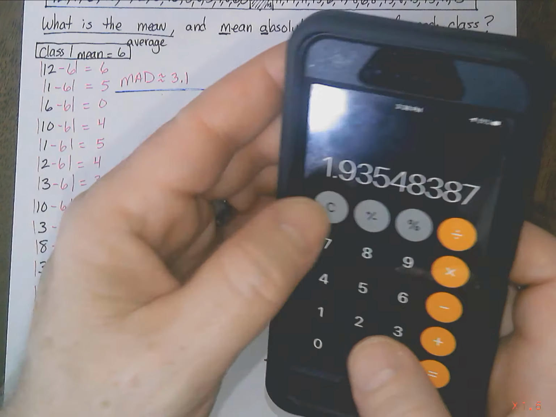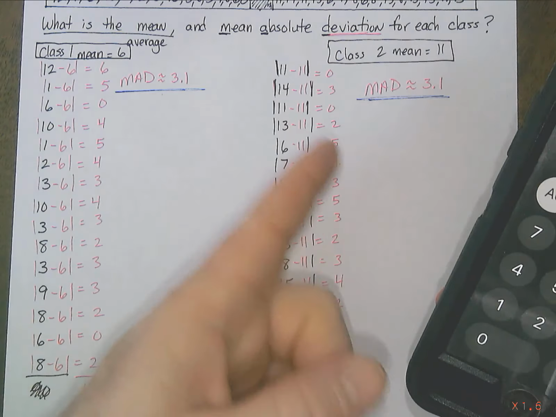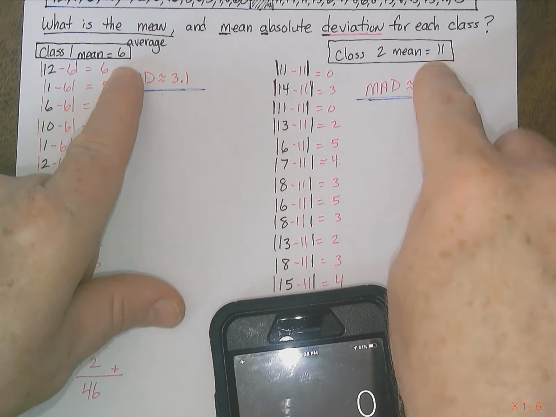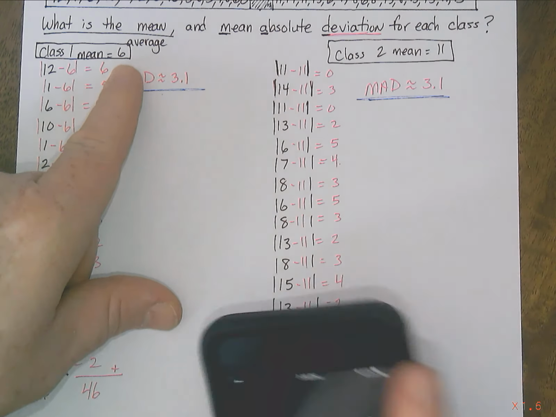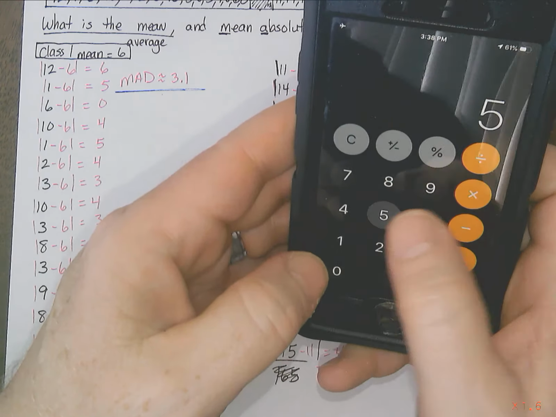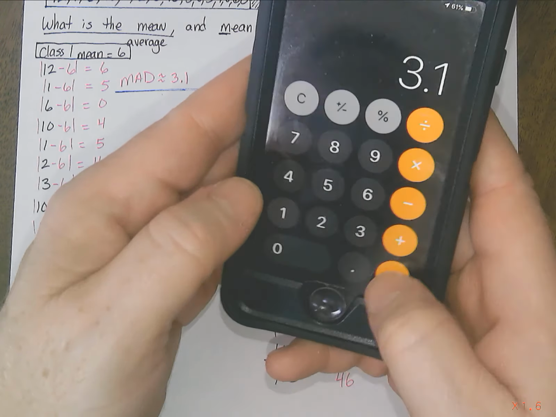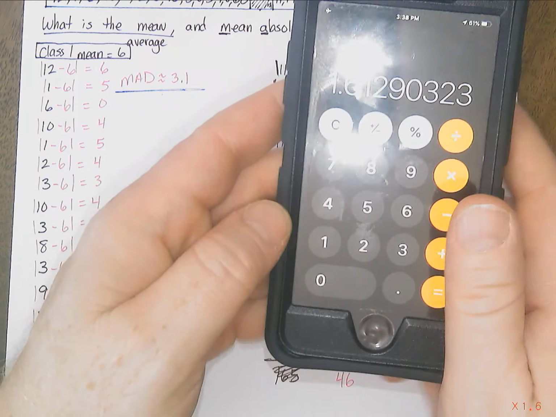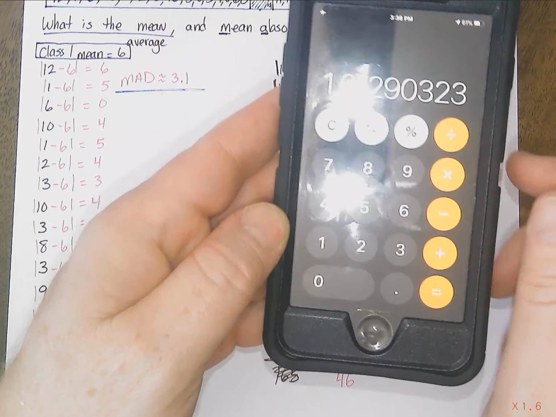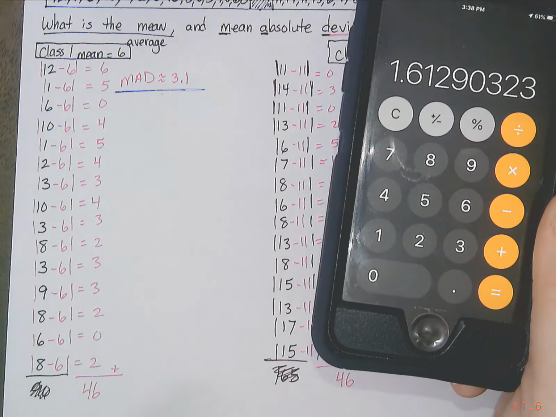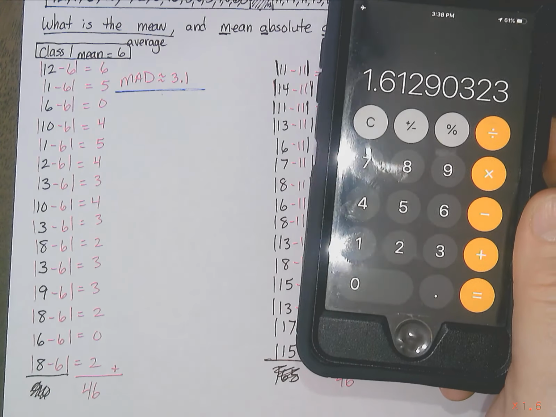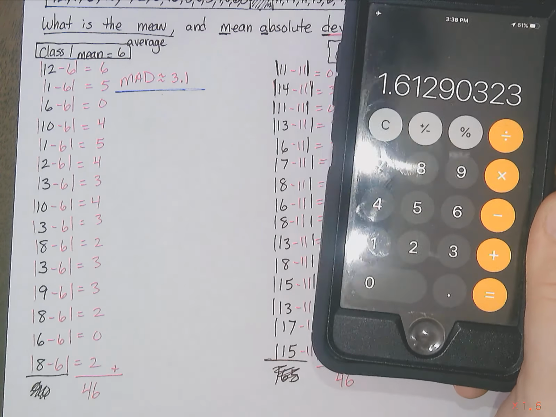I could be wrong. Oh, you know what? Actually, I got it wrong. The difference between 6 and 11 is 5. That's where they get that from. And then they did 5 divided by 3.1. That's where it is. So it's 1.61. So that's about what it's going to be. So that's going to be the difference of means. It's going to be 1.61.